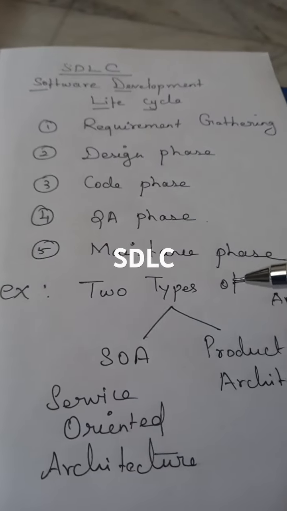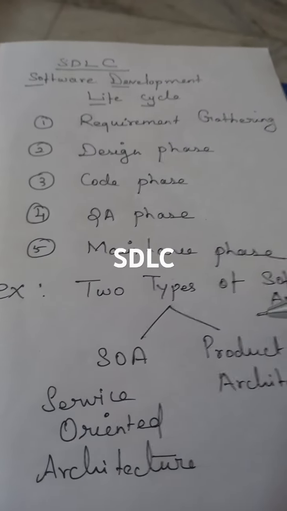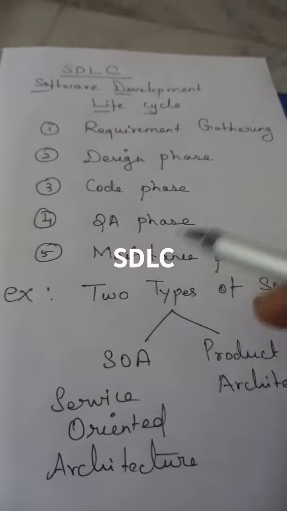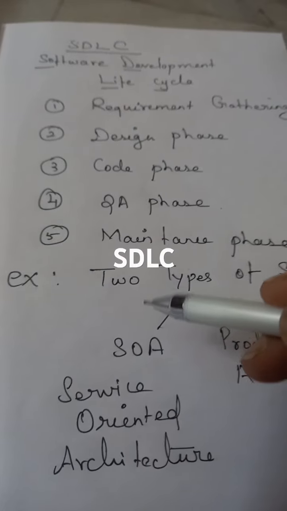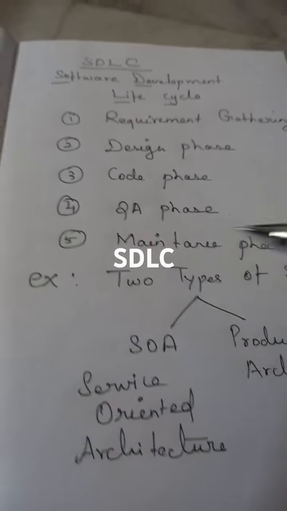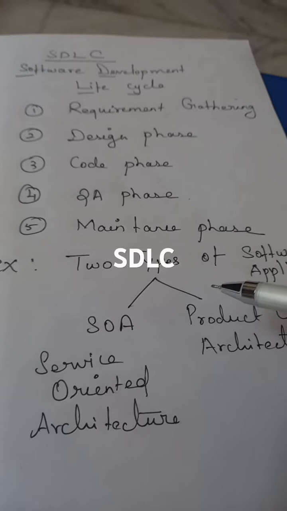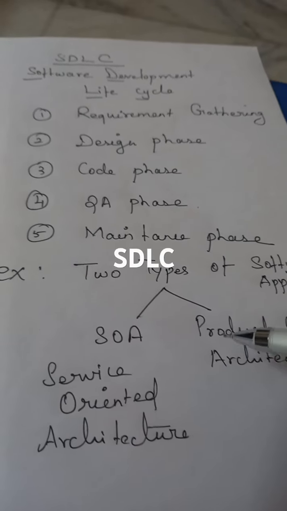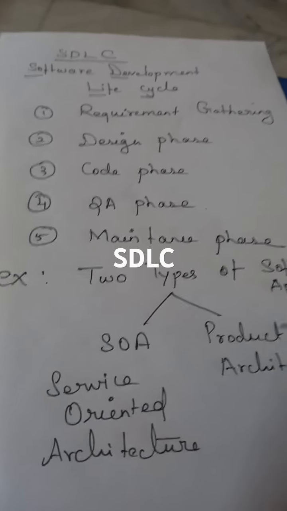There are 2 types of software application. One is the service oriented architecture, another one is the product oriented architecture. Service oriented architecture is only for a particular customer, and product oriented architecture is for a group of customers. These are the 2 types of software application models.